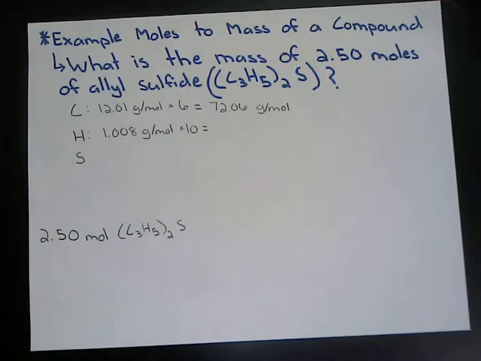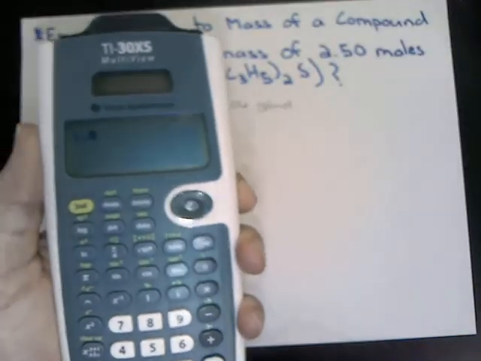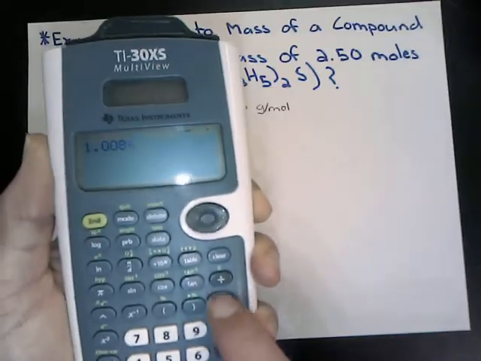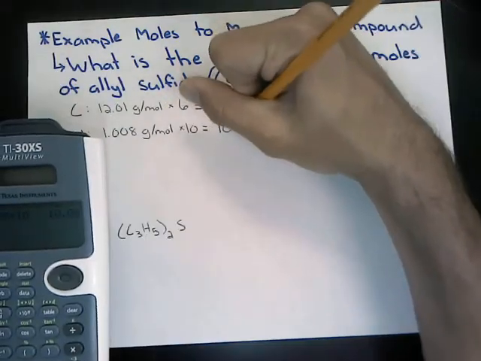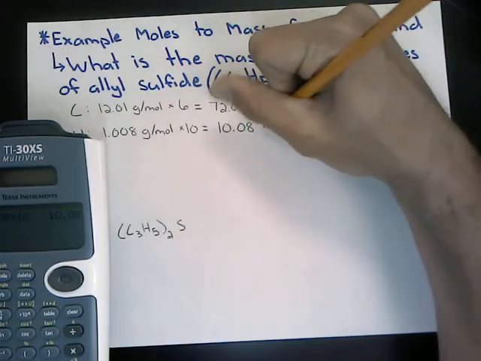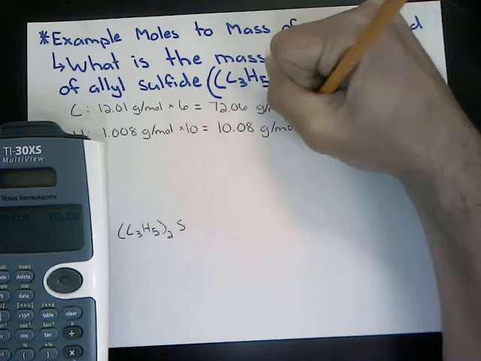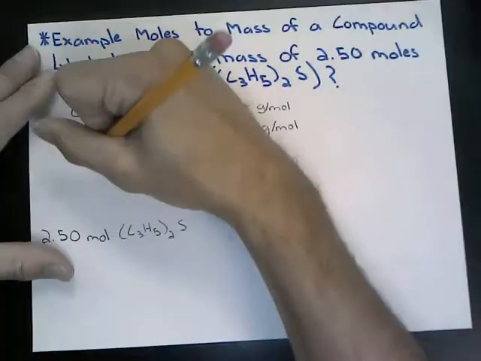Now we do the same exact thing that we did above. So we type in 1.008 times 10. We press enter. So we have 10.08 grams per mole. And then we go to sulfur.